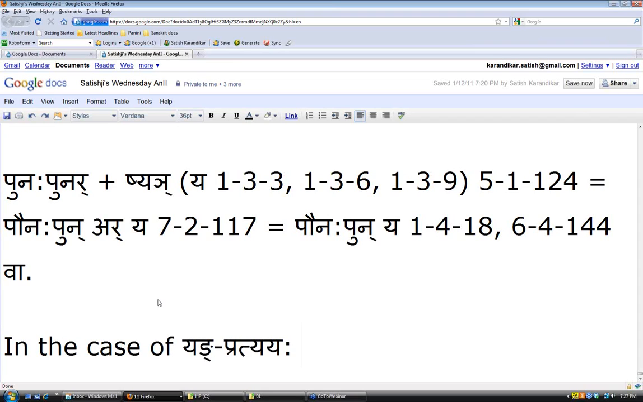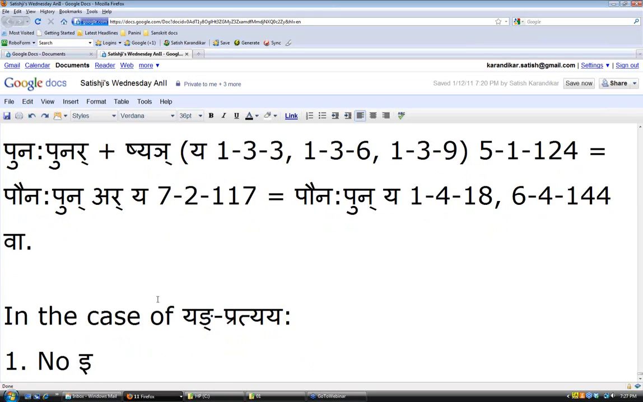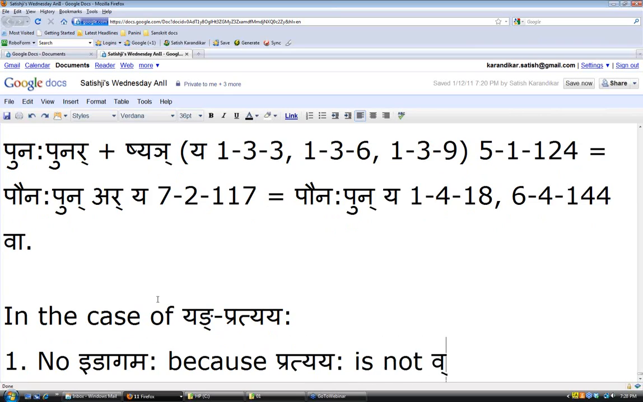We're going to come to that, but let's take these for the time being. No idagamaha. We'll put it like this. First point is, no idagamaha. Because pratyaya is not valadi. Always remember, ardhadhatuka is said to be valadi, but this pratyaya is not valadi. Okay, that's number one.